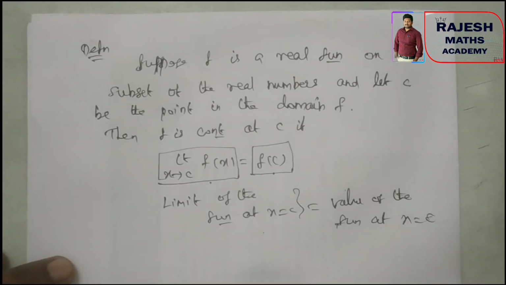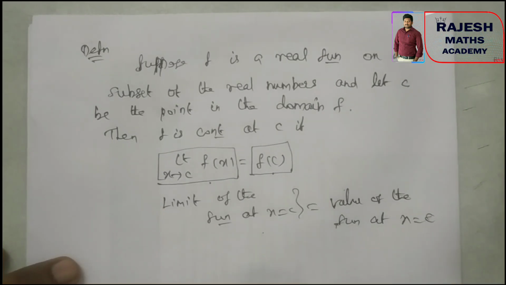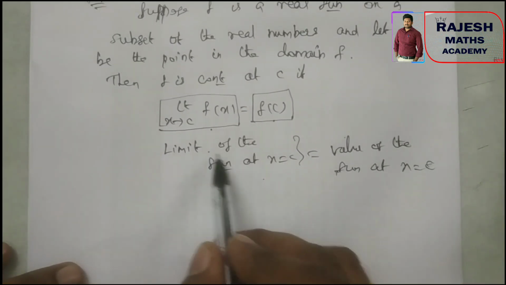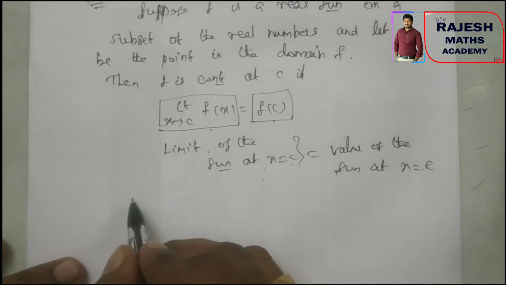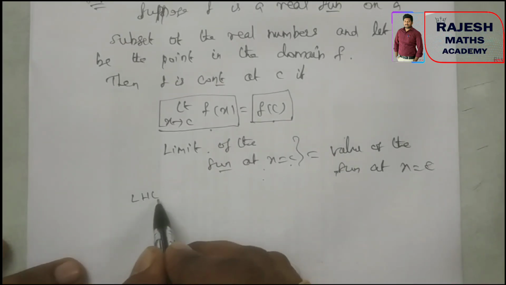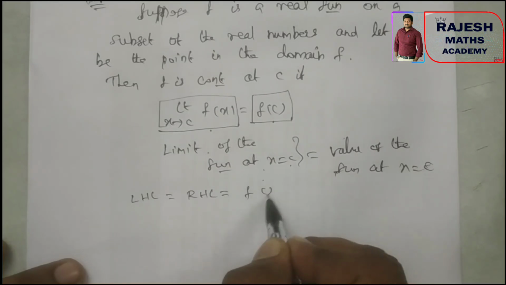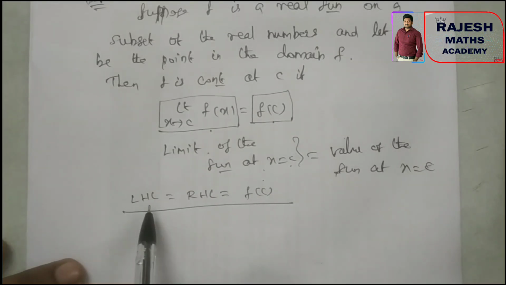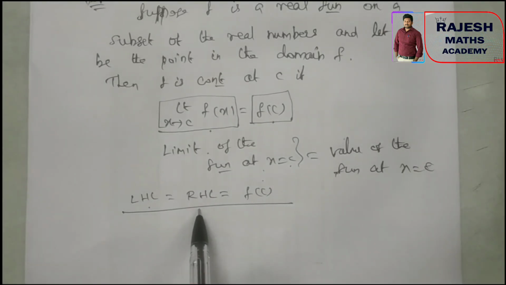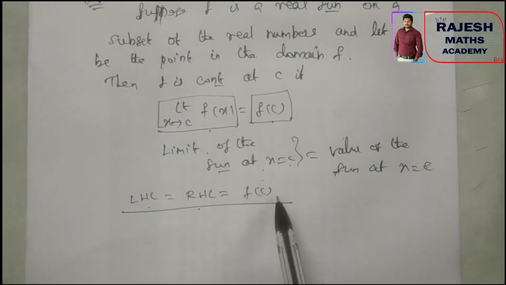Clear? Suppose I am telling that the left hand limit and right hand limit concept I need to apply here. What does that mean? The function is continuous at x equal to c means I need to show that LHL must be equal to RHL, which must be equal to the value of the function. So I need to find LHL at x equal to c and RHL at x equal to c, and then we have to find the value of the function.